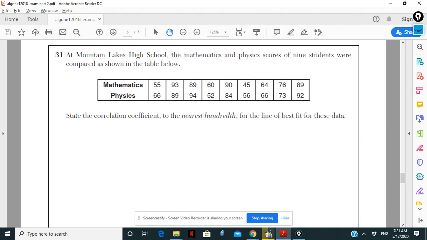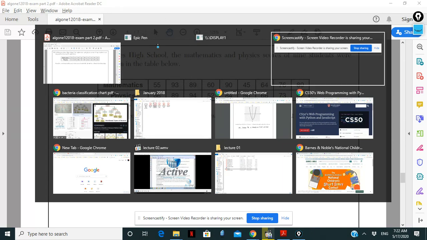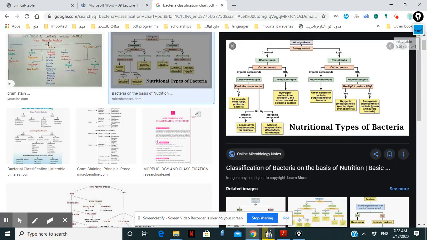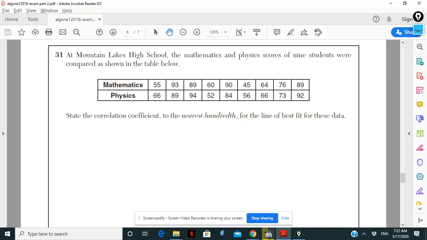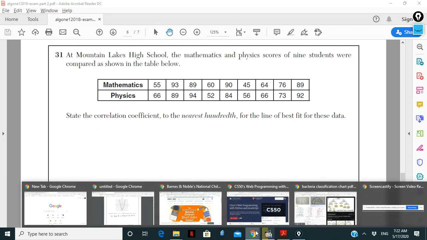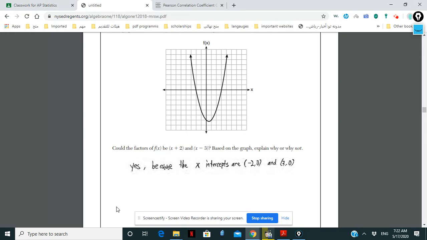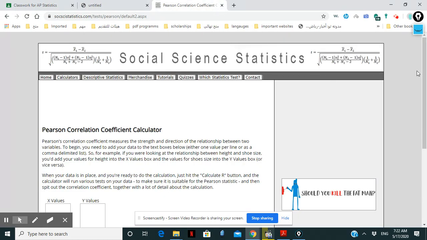Question number 31. At Mountain Lakes High School, the mathematics and physics scores of 9 students were compared as shown in the table below. Find the correlation coefficient to the nearest hundredth. So in that case, you have to go to your calculators. Give me a second. I have to find the calculator. Here.